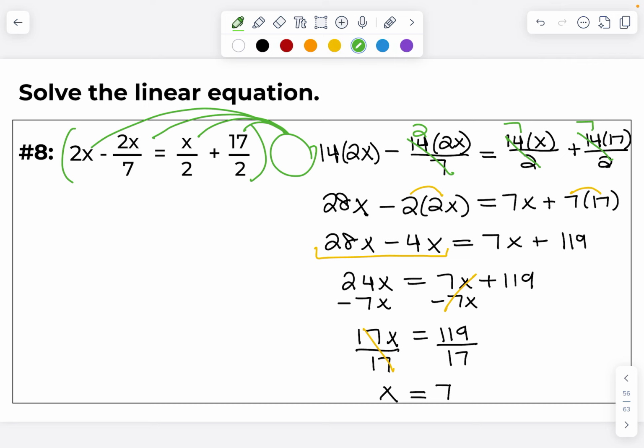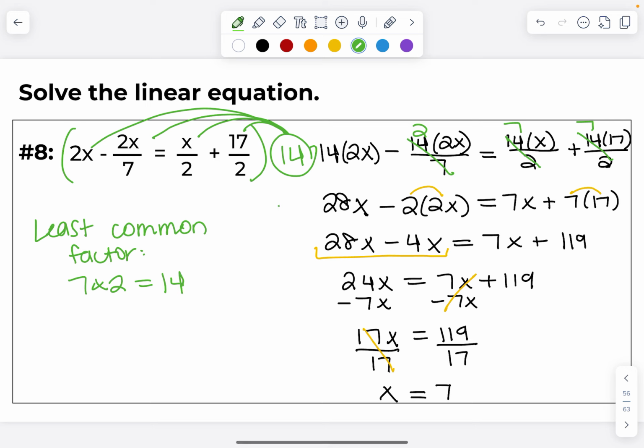For this one, the number that you should have multiplied by was 14. Our least common factor was just 7 times 2, which is 14. So when we multiply by that, we get 28x minus 2 times 2x equals 7x plus 7 times 17. When you distribute out and start solving, you end up with 17x equals 119. Divide both sides by 17, and you get x equals 7 as your final answer.